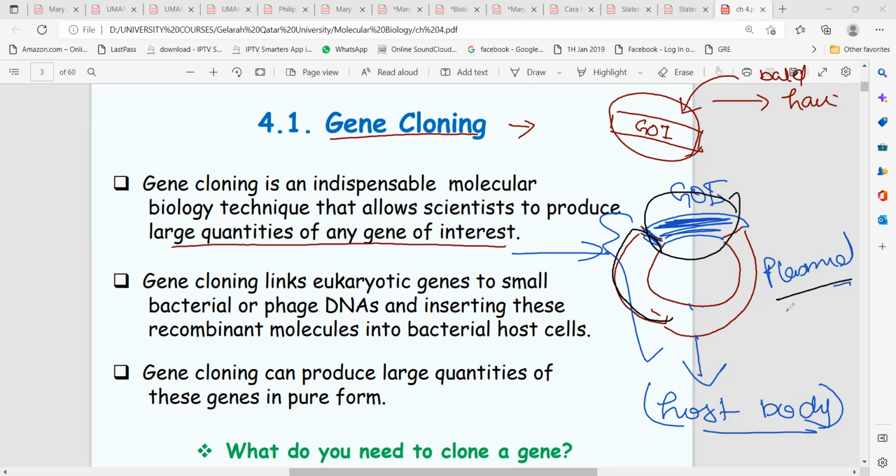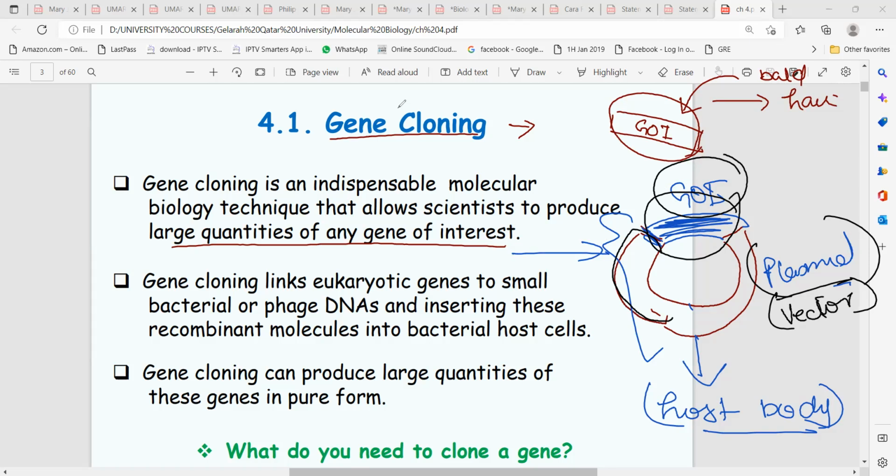Clear? And for the plasmid, we will also use the term vector. The vector is the carrier through which you insert the gene of interest and transfer it to different organisms. So the vector is the plasmid? Vector is a plasmid carrier. Okay.